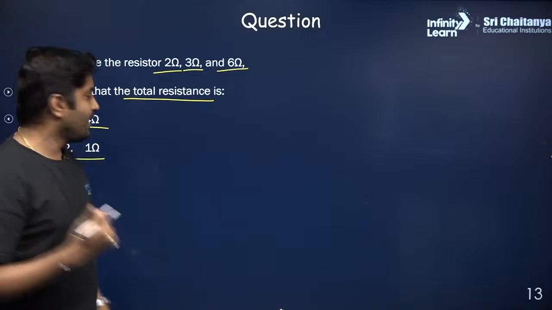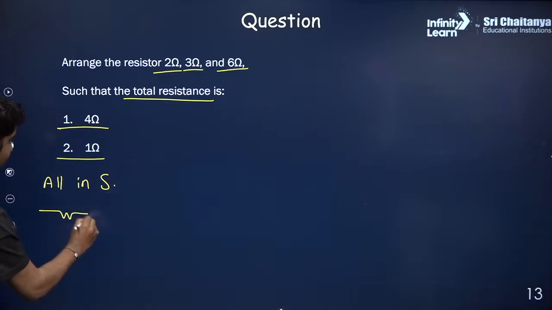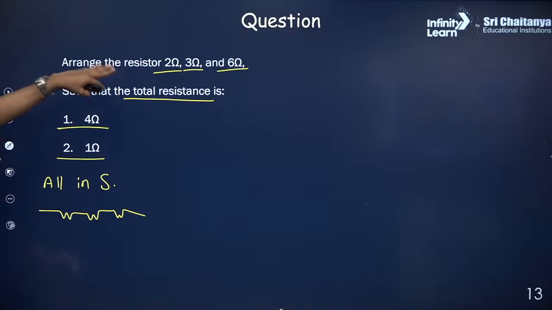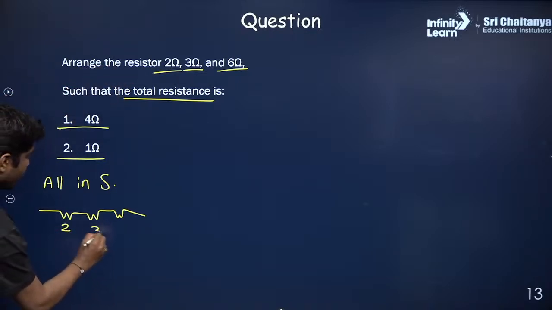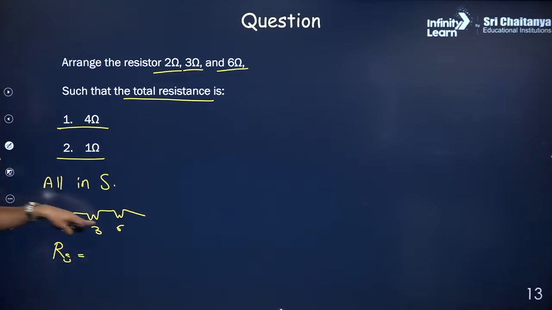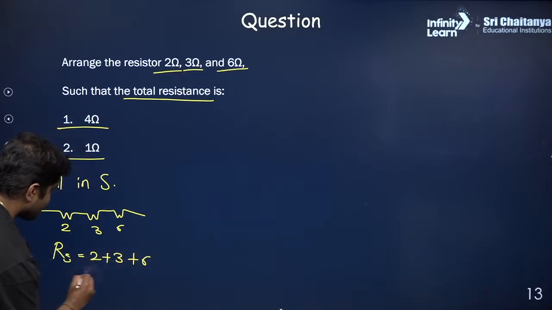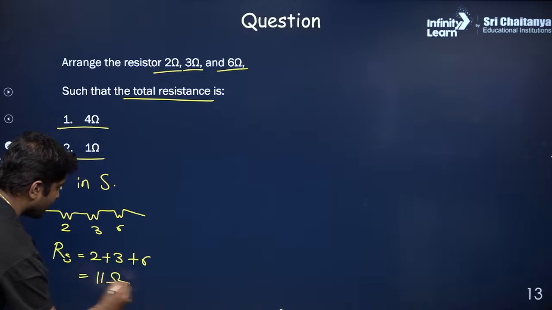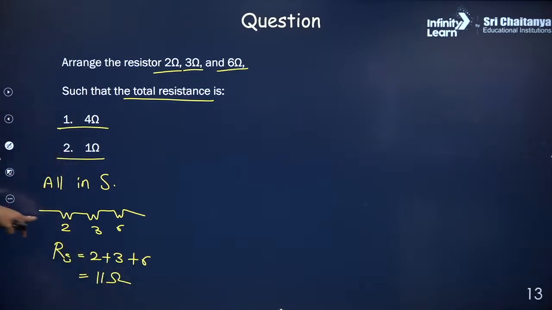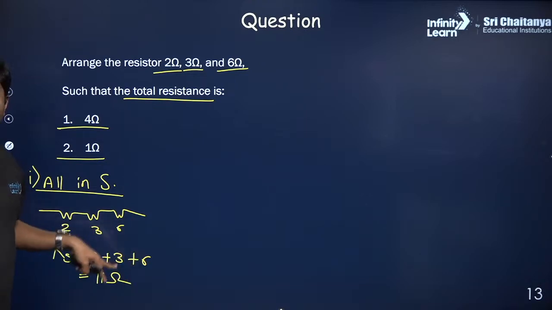Let's arrange all of them in series. If you arrange all of them in series, these are 2, 3 and 6. So R series will be 2 plus 3 plus 6, which will come out to be 11 ohms. Correct? When you arrange all of them in series, I will write this as case number 1: the effective resistance is 11.